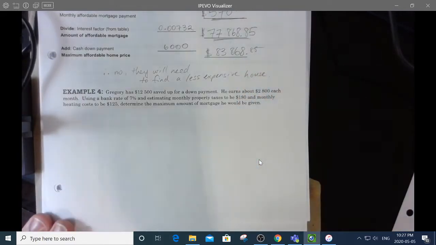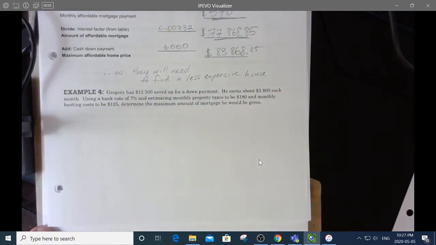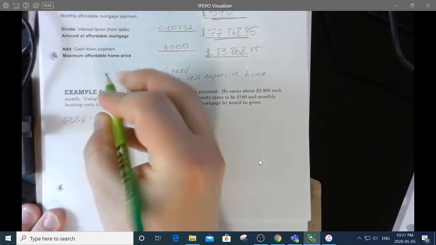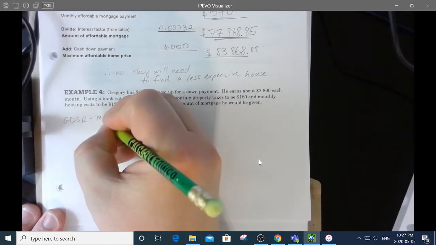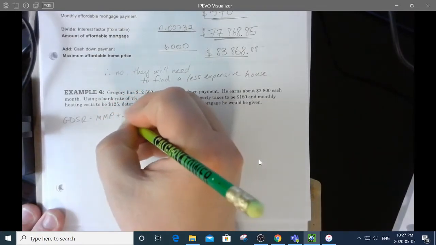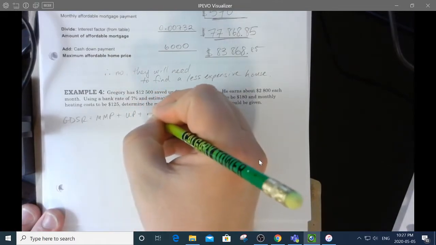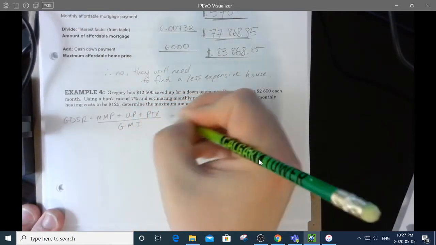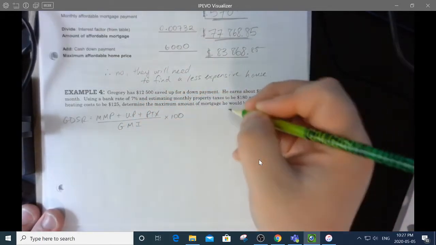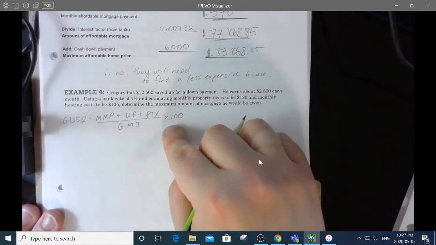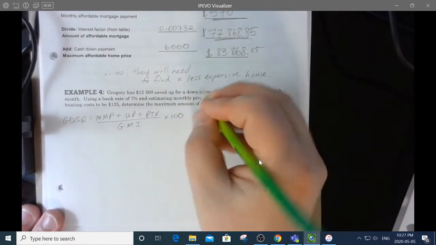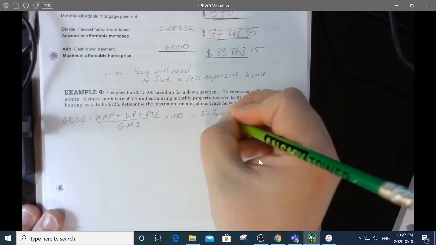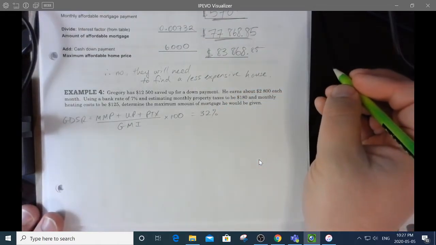So the formula is, remember how the formula works? The formula is, if I could just go back to the GDSR, the monthly mortgage payment plus the utilities payment plus the property taxes, all divided by the gross monthly income times 100. And we actually know that you will not get approved unless this number is less than or equal to 32. So if I'm looking for the maximum amount they can afford, I guess I want to go right up to that limit of 32%.